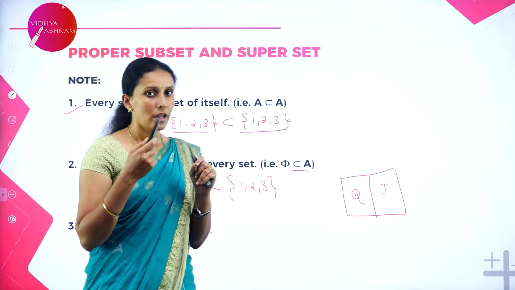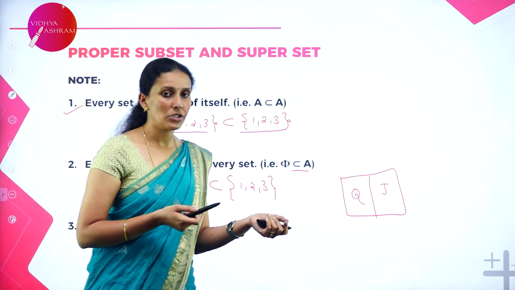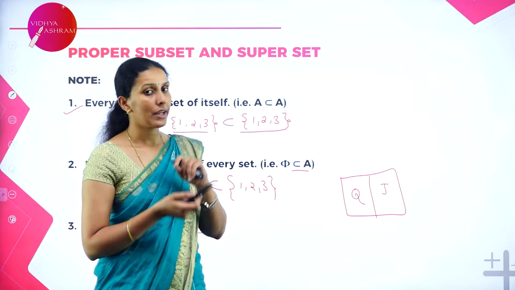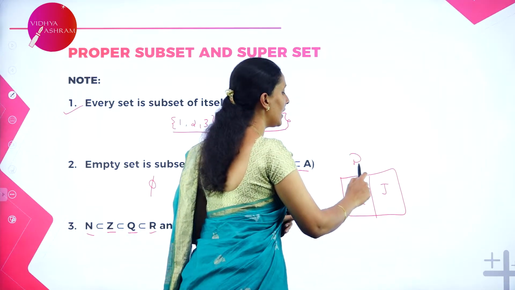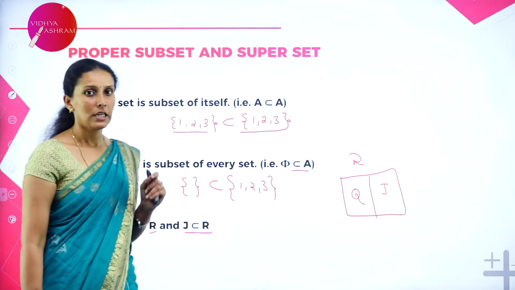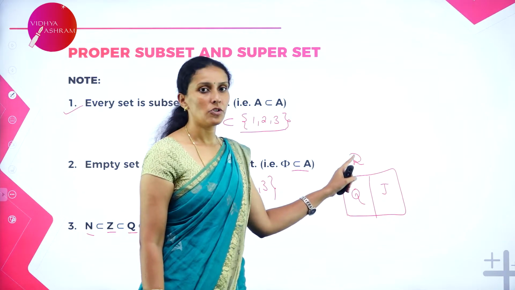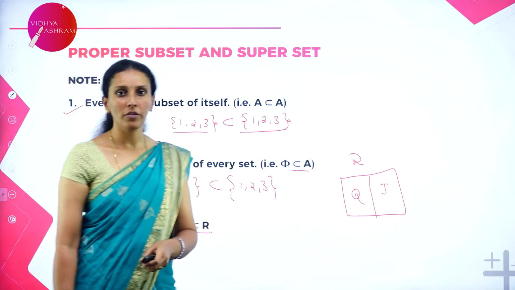The number which is rational cannot become irrational. The number which is irrational cannot become rational. But the union of these two is completely the set of real numbers. That is why Q is a subset of R, and Q' is a subset of R.